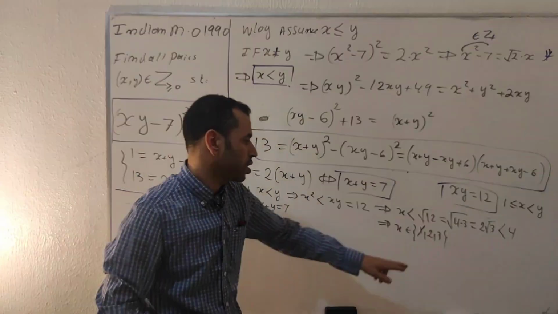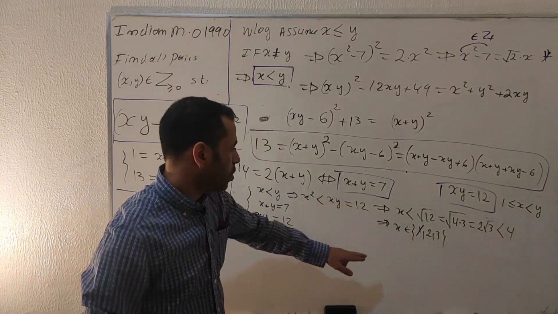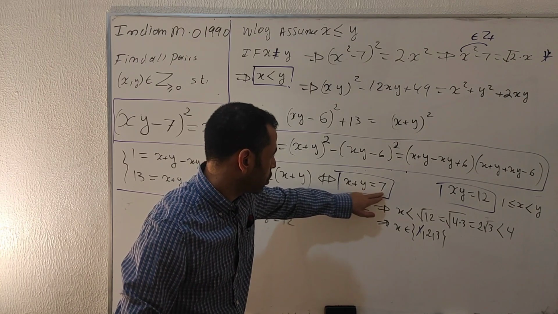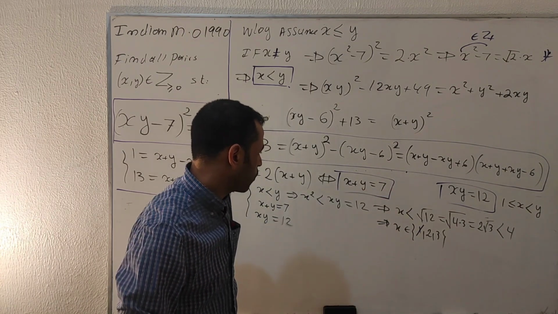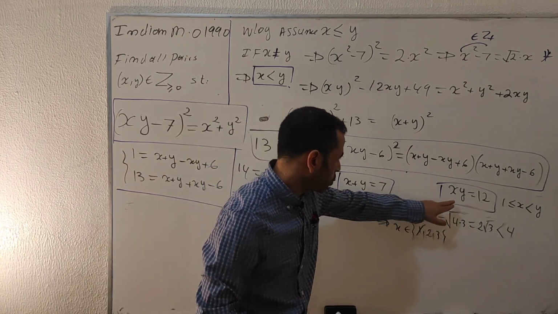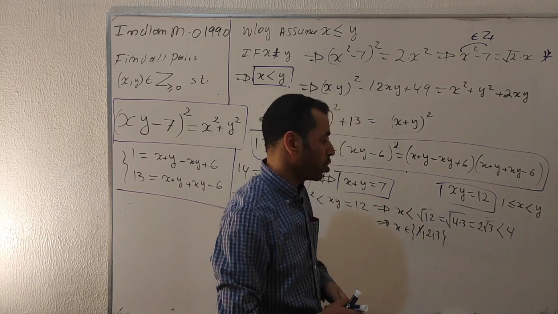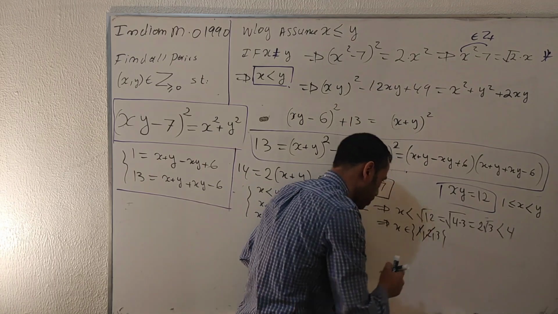Let's move on to the second case, number 2. If x equals 2, which means y equals 7 minus 2, which is y equals 5. If y equals 5, I will have 2 multiplied by 5, which is 10. 10 equals 12, which is impossible. Also this one is impossible.